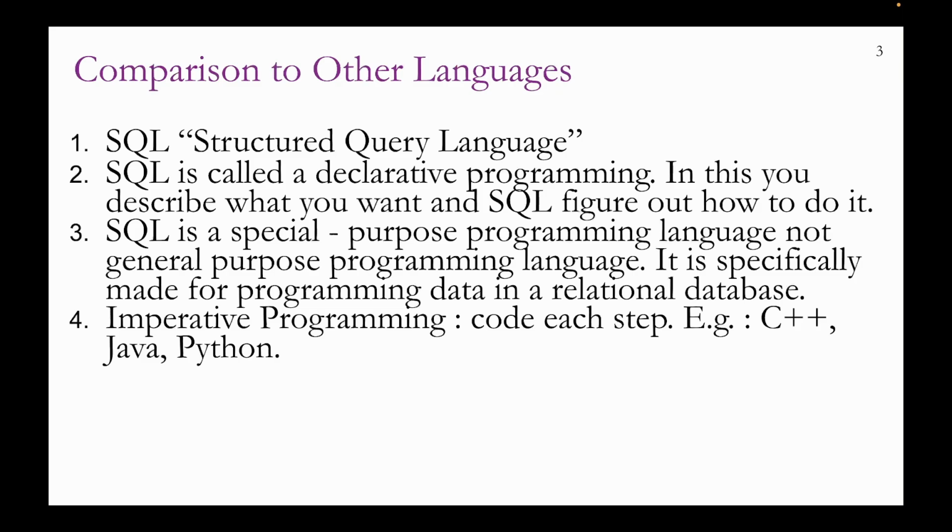SQL is a special purpose programming. It is different from any imperative programming. In imperative programming, we have to write each step. For example, in Python, Java, C++, we have to write each step like where to store the variables, how to get them. But in SQL, we just write a query in a structured way and then we get an answer.